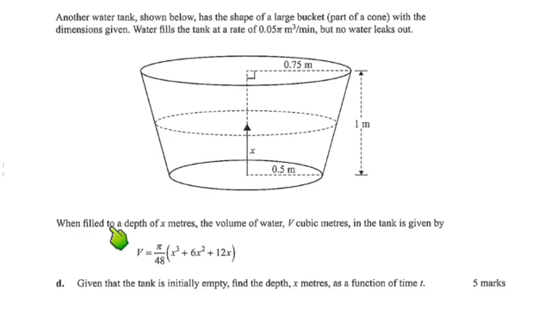Now, when the tank is filled to a depth of x metres, the volume of water V, in cubic metres, in the tank is given by that, alright, that's V as a function of height. Given that the tank is initially empty, find the depth x as a function of time t. 5 marks, right, so this is going to be a bit of a marathon. But I think it's exactly the same procedure as what we did before.